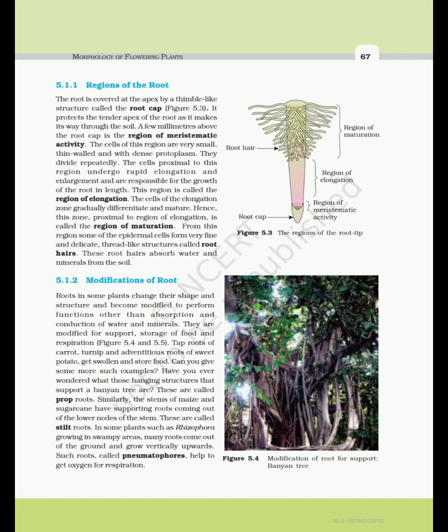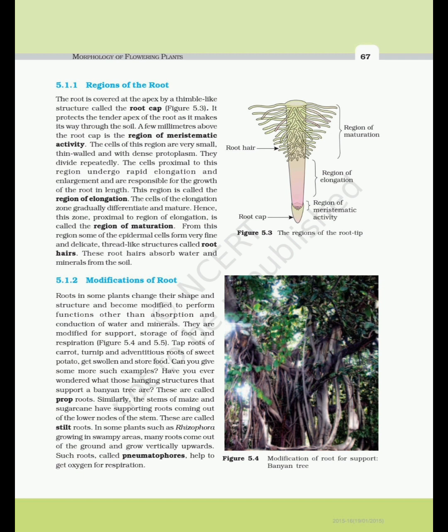This region is called the region of elongation. The cells of the elongation zone gradually differentiate and mature. Hence, the zone proximal to the region of elongation is called the region of maturation. From this region, some of the epidermal cells form very fine and delicate, thread-like structures called root hairs. These root hairs absorb water and minerals from the soil.